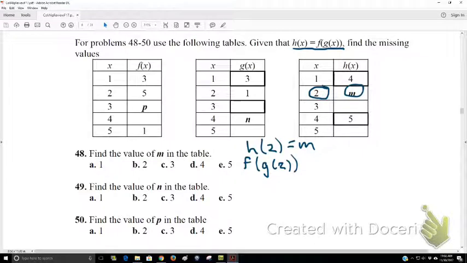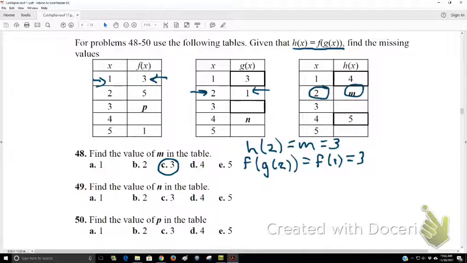Now g of 2, we go to our table for g. There's our 2. G of 2 is equal to 1. So f of 1. And now we'll go to our table for f. F of 1 equals 3. And thus we know that h of 2 equals 3, so there is our value for m.